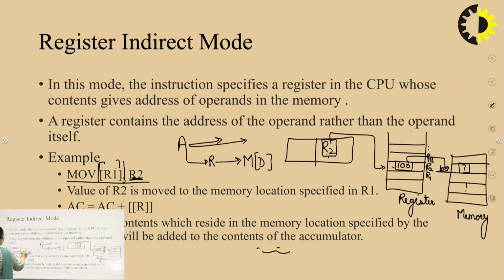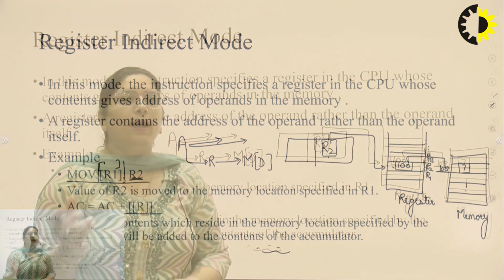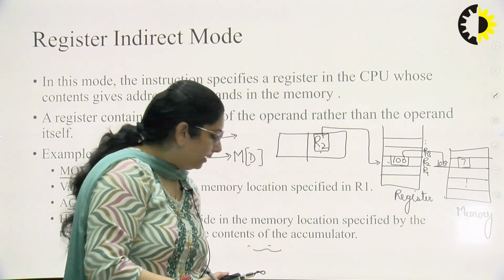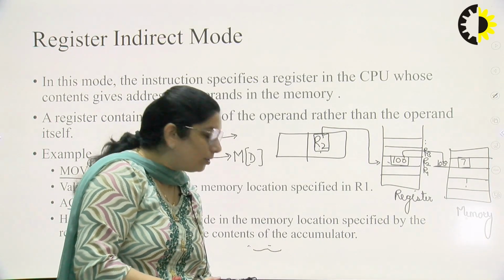The square brackets specify the memory location. So what it will do is add the content of the register's content. At that memory location we will find some operand, and that value will be added to, or moved to, the accumulator. This is register indirect mode.